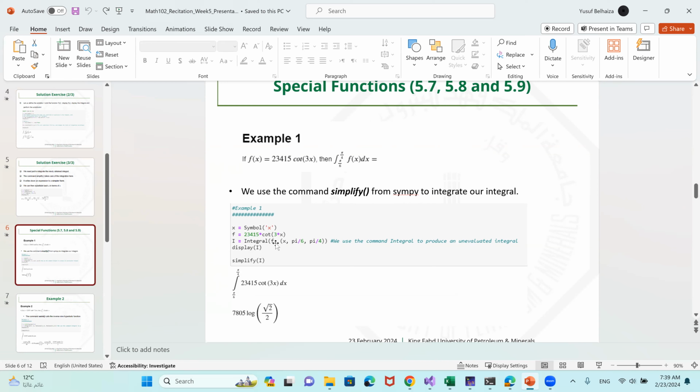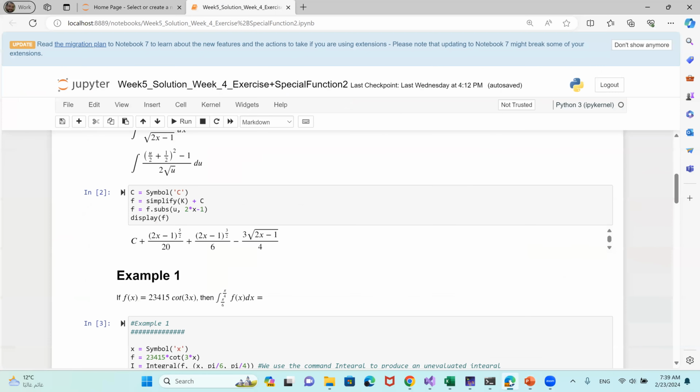So this is going to be the integral of f for x from pi over 6 to pi over 4. We will use the command integral to produce here an unevaluated integral. Okay, so this is the result of the display. It has not been evaluated yet. To evaluate it, we'll use simplify I, and this is what will appear. So the result is 7,805 ln of the square root of 2 over 2. And here is our file.